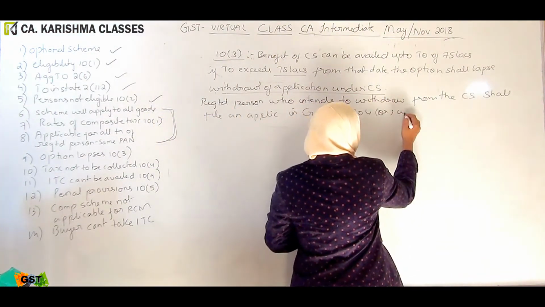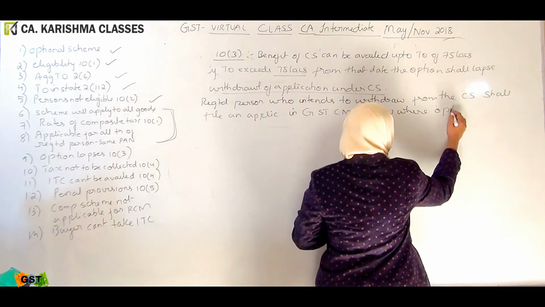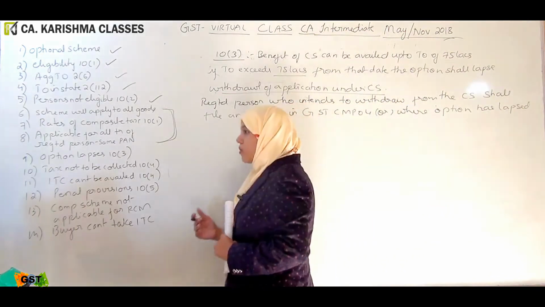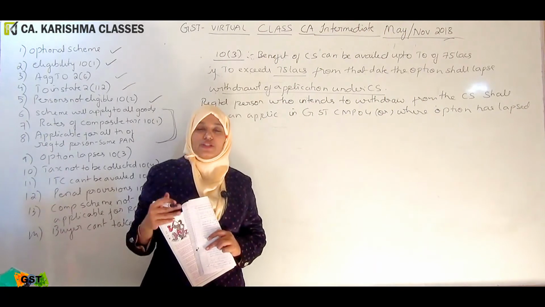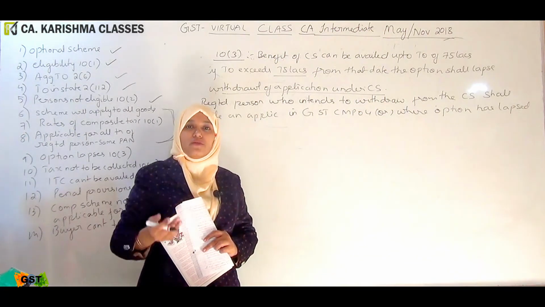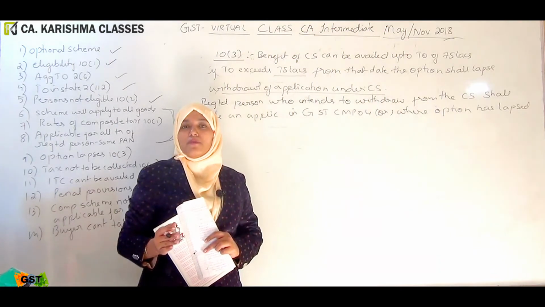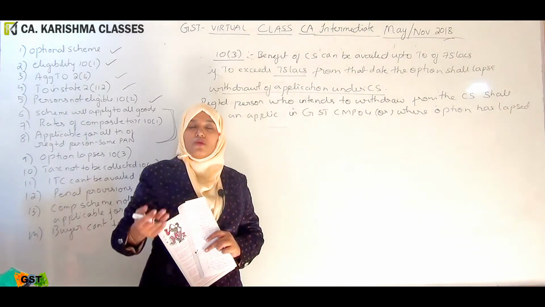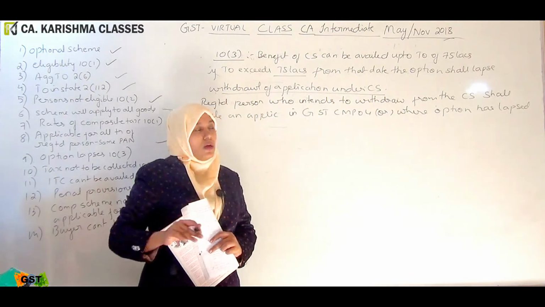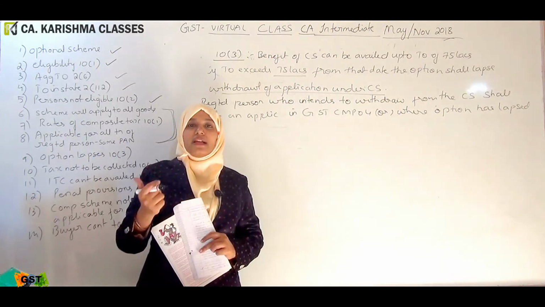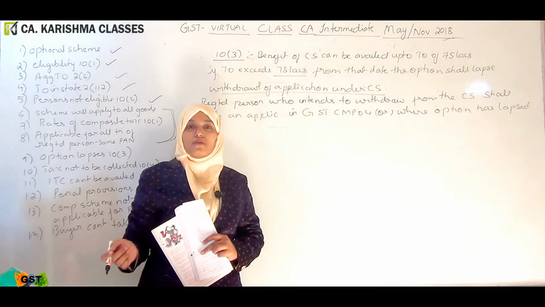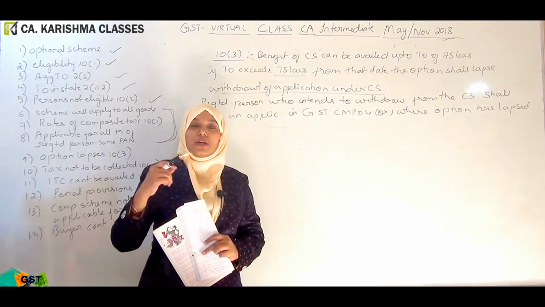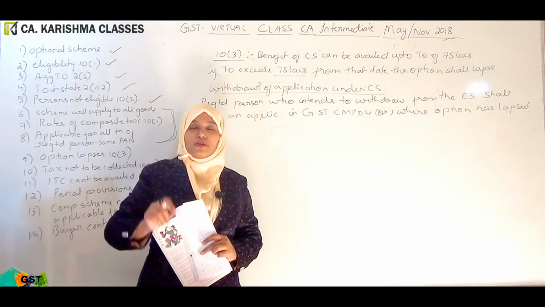or where the option has lapsed. So the first one is you voluntarily, before you violate the conditions of the composition scheme, make an application for withdrawal. Before accepting an interstate supply order, before doing an interstate supply, you yourself withdraw from the composition scheme. Or where the option has lapsed, you have violated the conditions. You were not supposed to sell through e-commerce, you were not supposed to do interstate supply, because of which the option has lapsed, or your turnover has crossed 75 lakhs because of which the option has lapsed.